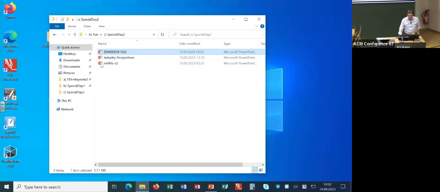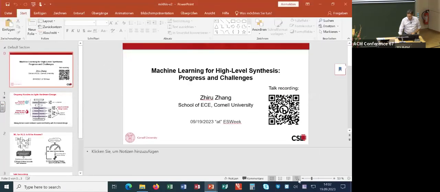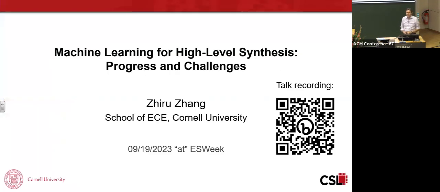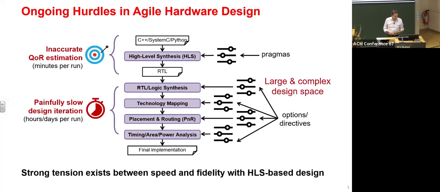Otherwise, I want to just quickly make a plug. As I said earlier, the second talk in this session, Giro could not make it due to visa issues. So he prepared a recording of his talk on machine learning for high-level synthesis. The link is here. Here are a few teaser slides for his work, but essentially very much similar challenges that I outlined already, even at the high-level synthesis level.